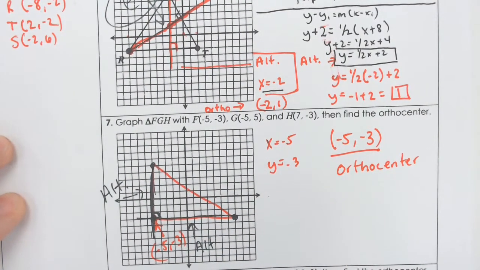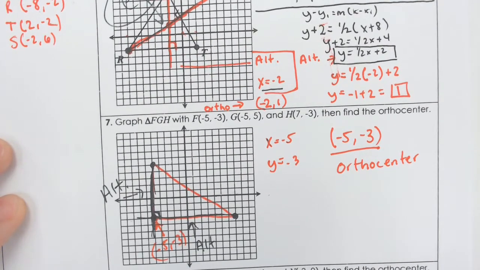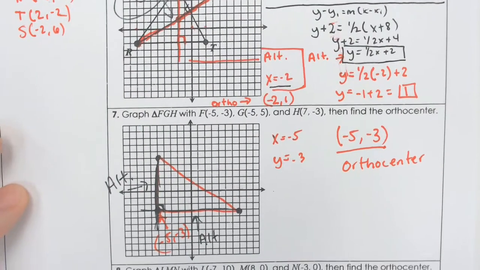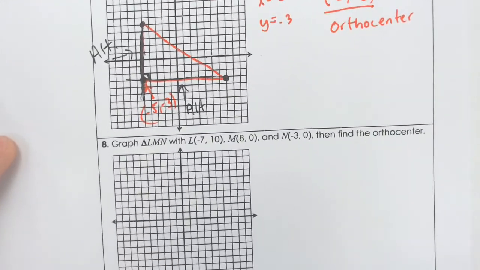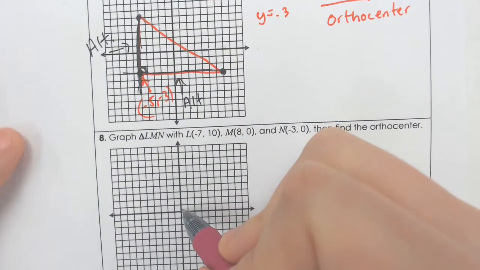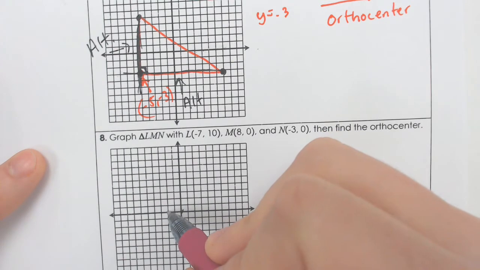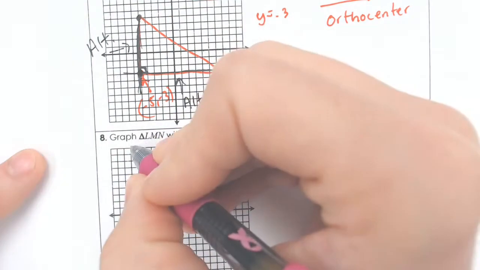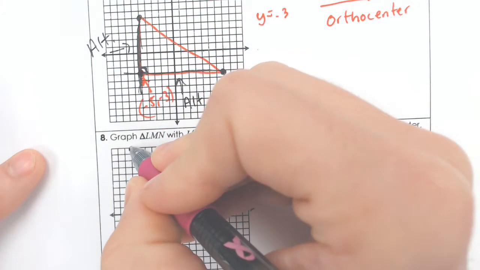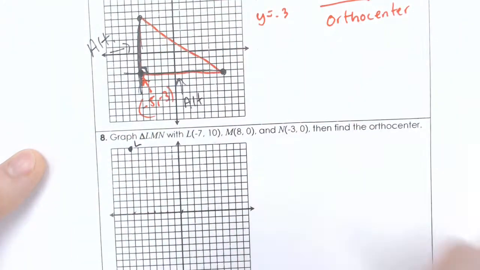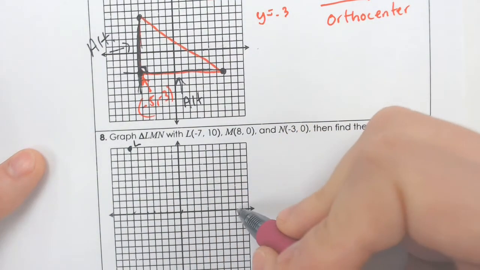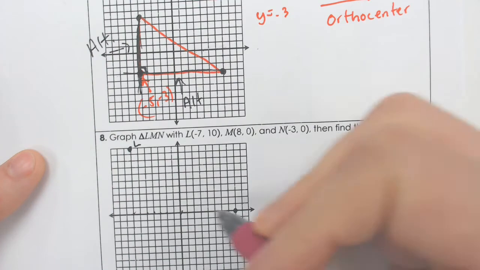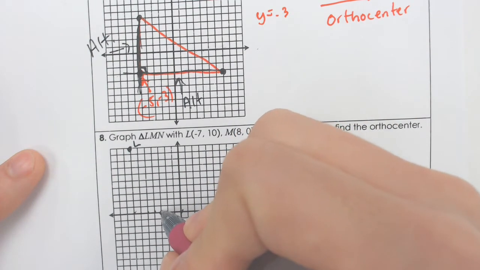Let's try one that's going to be maybe a little bit more difficult than that. That one was too easy and made it almost to the point where we didn't have to learn anything. Number 8. -7, 10. 1, 2, 3, 4, 5, 6, 7, all the way up to 10. Label that point L. M is at 8, 0. And N is at -3, 0.